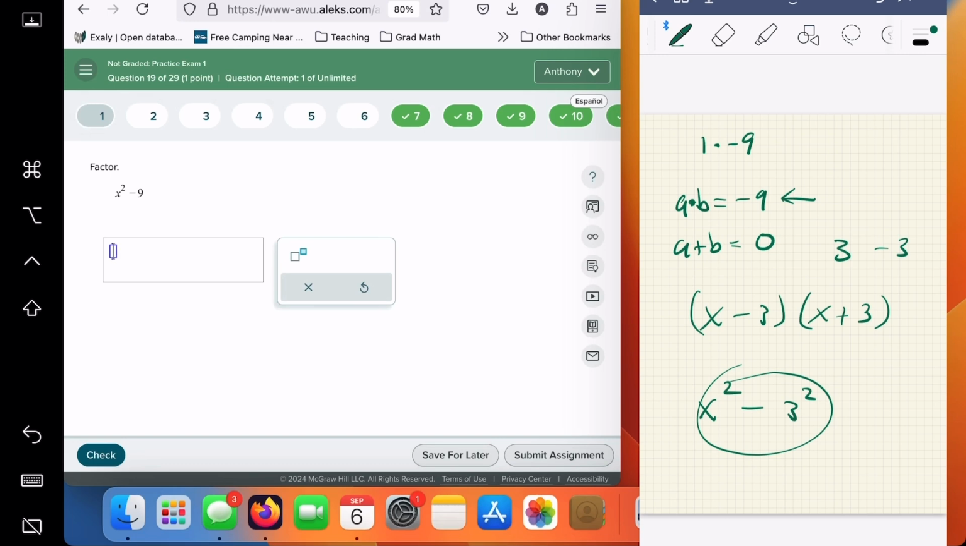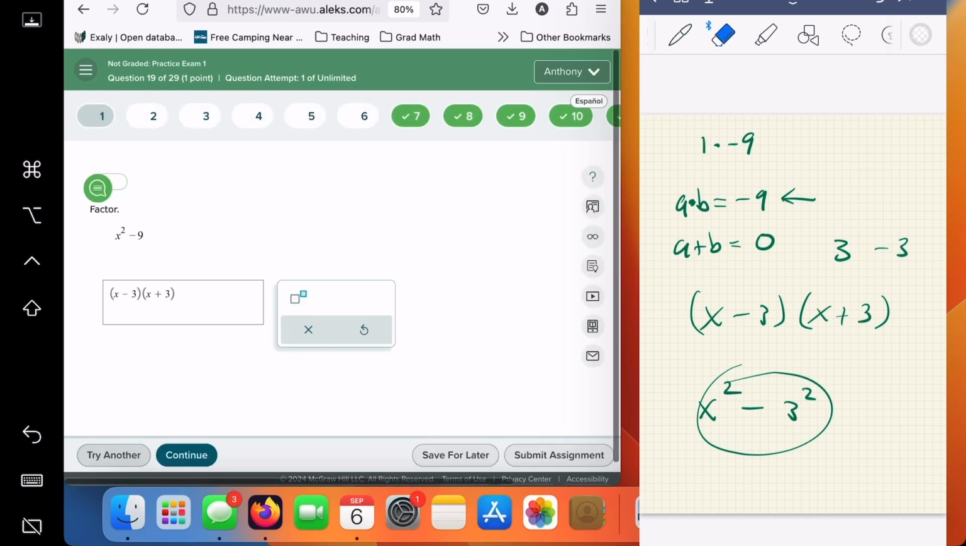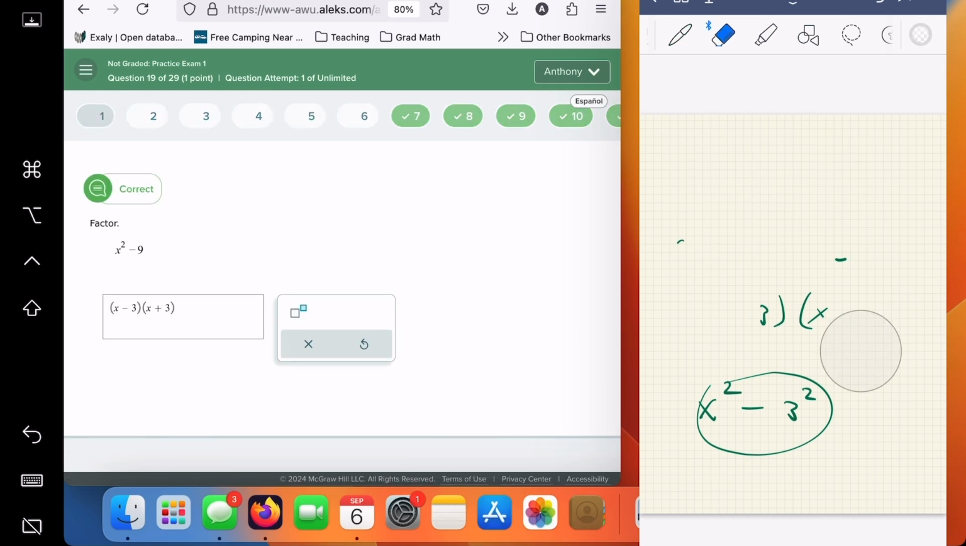Okay, so anyway, let's write this down. X minus 3, x plus 3. Great. Check. Continue.